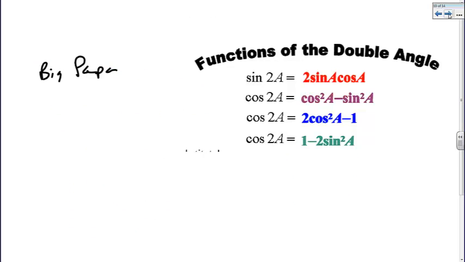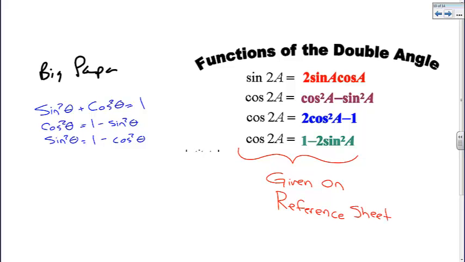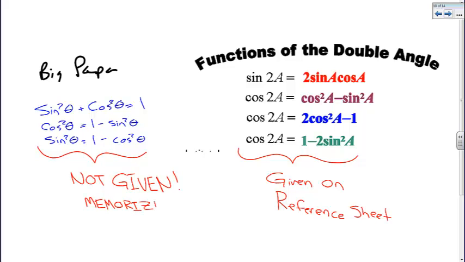So once again, to review, you're going to have the functions of the double angle given to you on the reference table. You also have your Big Papa equation, sine squared of theta plus cosine squared of theta is equal to 1, and the consequences that come out. The four functions of the double angle will be given to you on the reference table for the exam. You don't have to memorize them, but you do need to know how to use them, so practice with the substitutions. Your Big Papas are not given, so fair warning, memorize it, memorize it, memorize it. You have been warned.